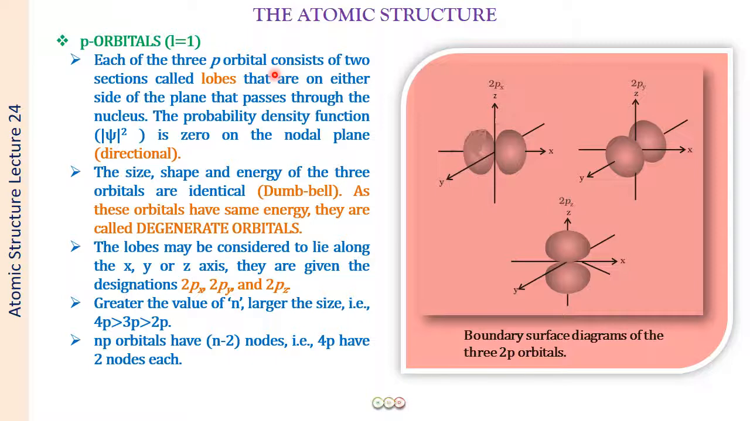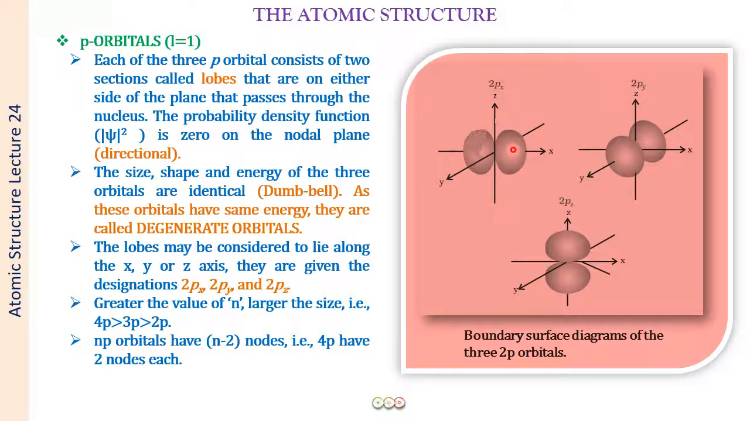And each of these 3 orbitals consists of 2 sections called lobes. They are not spherical, they are sections or lobes on either side of a plane that passes through the nucleus. So the origin is going to form the nucleus, and then we have on the sides these 2 lobes, and the probability of finding the electron is going to be equal in both the lobes.